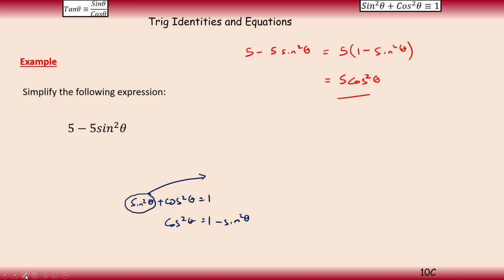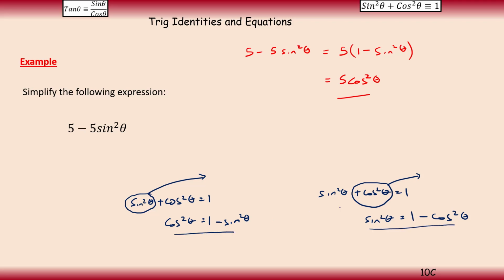One thing to note is that cos squared theta equals 1 minus sine squared theta. By the same token, if I had taken my cos squared theta over the other side, I'd have been left with sine squared theta on this side, which is equal to 1 minus cos squared theta. So they're not new identities, they're just a reworking of the original identity. Okay, good. So hit pause, copy the example down. When you're ready, hit play again. We'll look at another one.